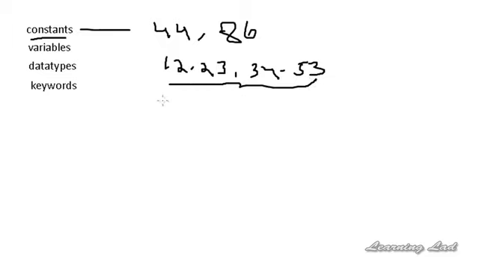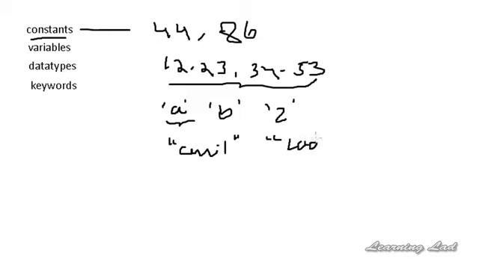Then we have character constants, for example a letter A or a letter B or a letter Z, single character, and a character constant is written in single quotes. And then we have string constants, which are written in double quotes, for example Anil, and any other string, for example lad, which is written in double quotes and which is a bunch of characters. These are called string constants.